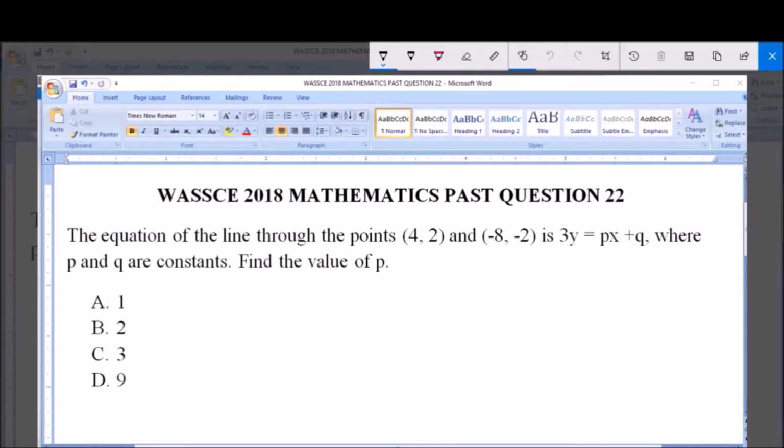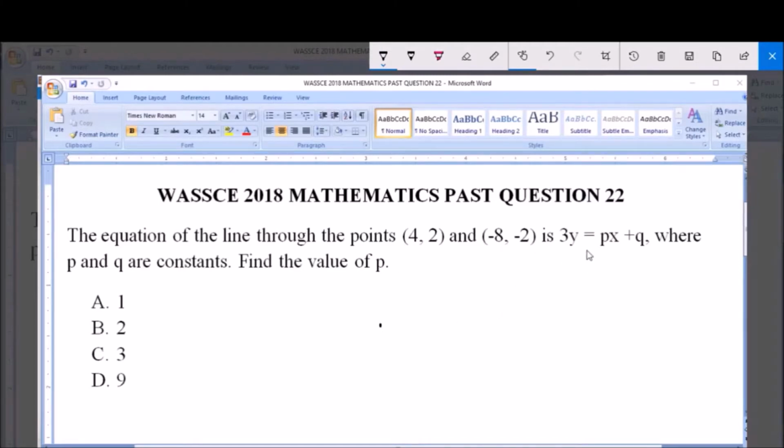The equation of the line through the points 4, 2 and minus 8, minus 2 is 3y equals px plus q, where p and q are constants. Find the value of p. A 1, B 2, C 3 and D 9.